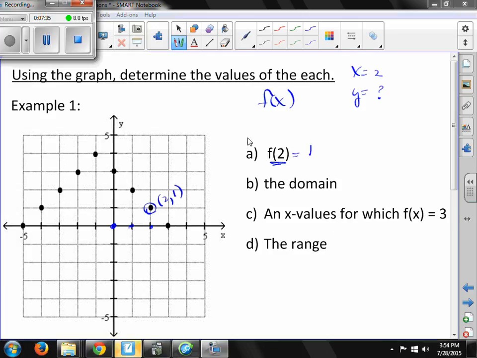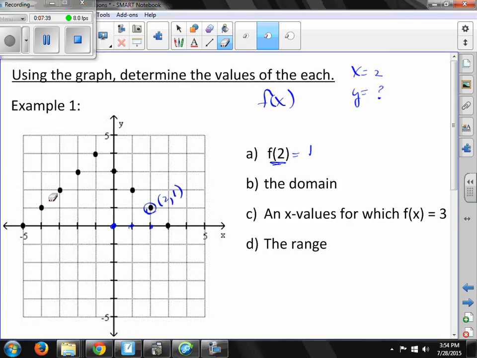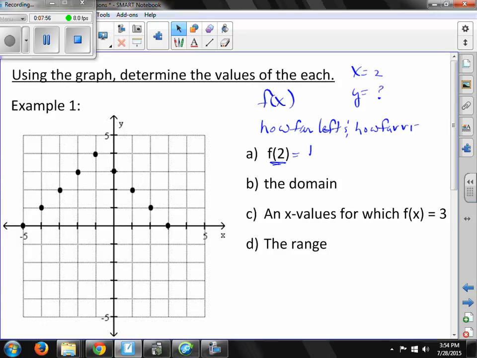Okay, I want to give the domain. So let's look at all these points. Let me erase that little part I wrote so I can start fresh. I'm looking for the domain, how far left and how far right does the graph go.